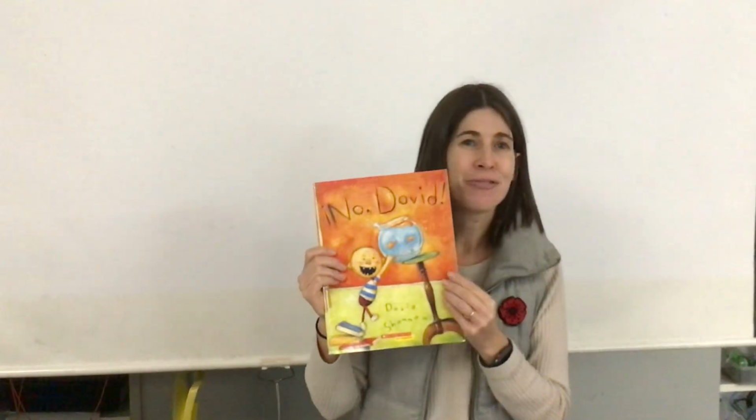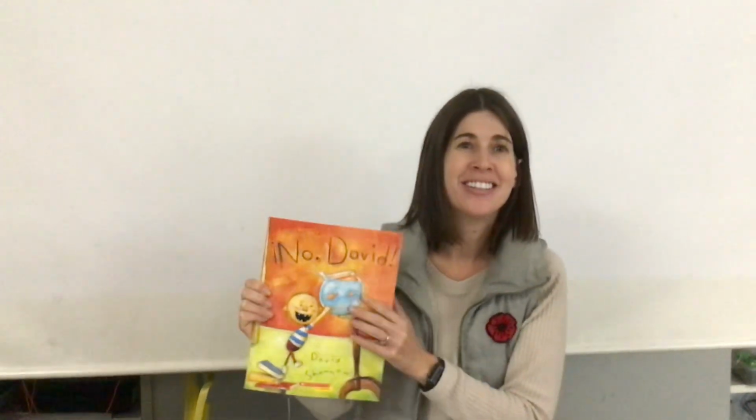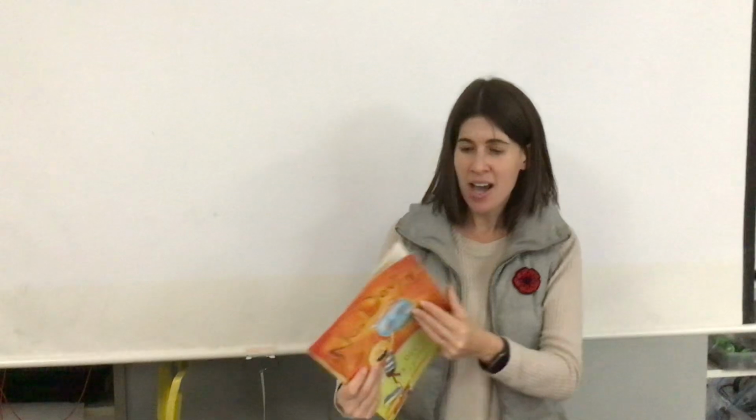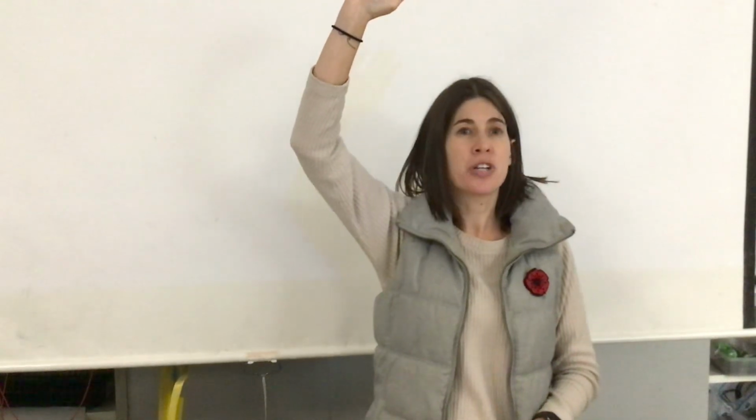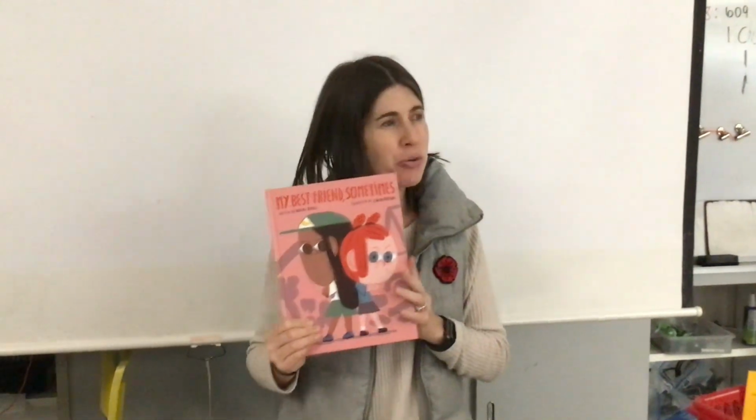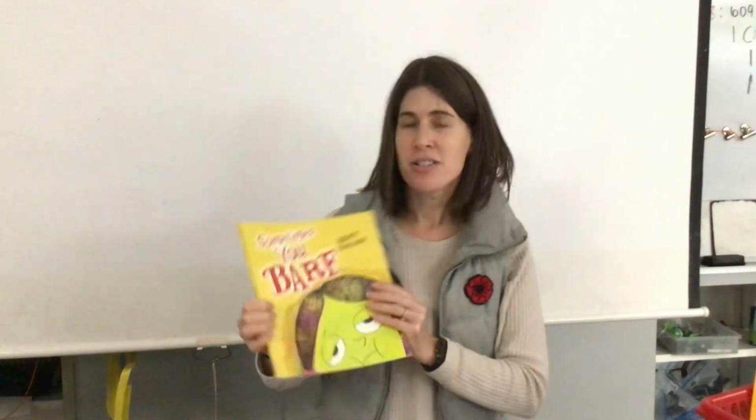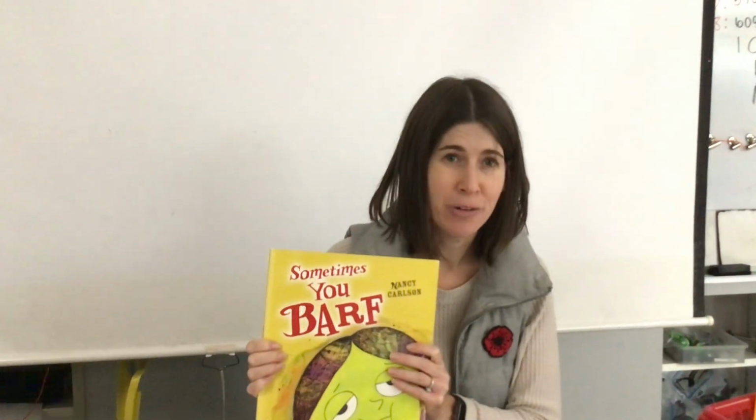Then another fantastic one is No David. Basically, if you've read this before, it's just David doing naughty things. The kids connect to it. Same thing. I share about 4 of my own connections. They jot down on the paper so they remember, and then I have them share with a partner, and then I listen to them share out. Then I don't think I listened to their connections or might have shared one of my own, I'm not sure, but we also read My Best Friend Sometimes. And finally, my kind of pièce de résistance, Sometimes You Barf. Every kid has a barfing story.